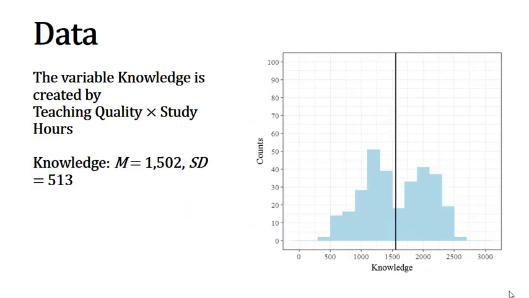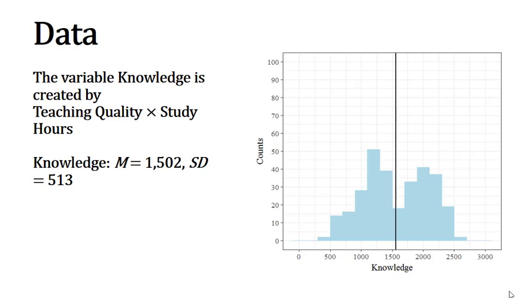Okay, so the variable knowledge is a latent variable, and in this study we created that variable by multiplying the values of teaching quality times the values of study hours. So for each of the 300 participants, we multiply their value in teaching quality times their value of study hours, and that is a crude measure of knowledge.